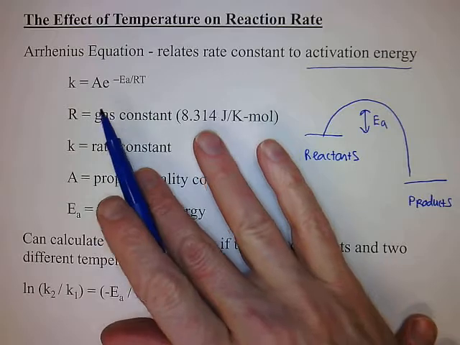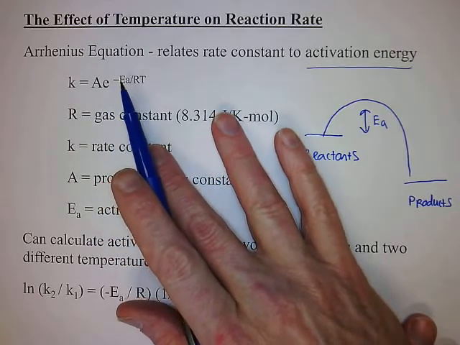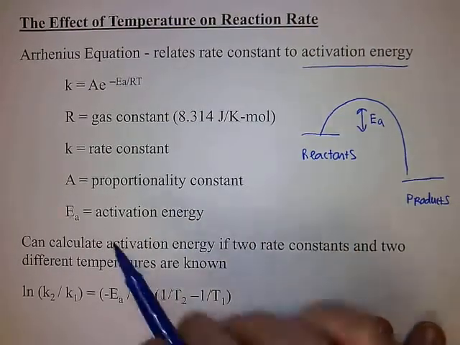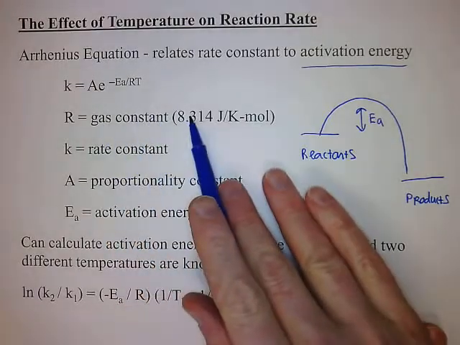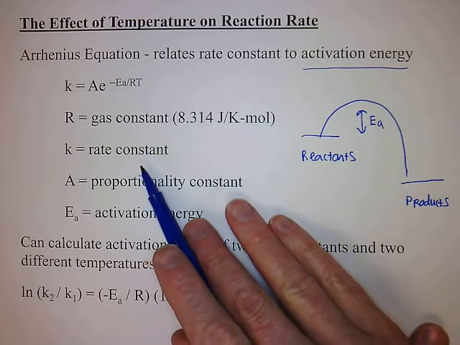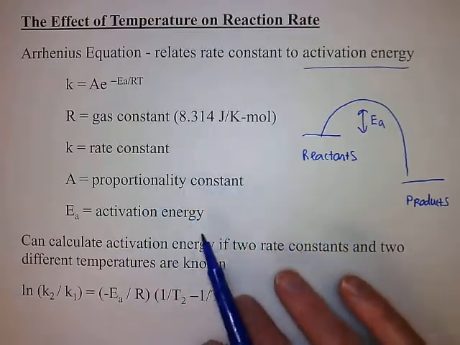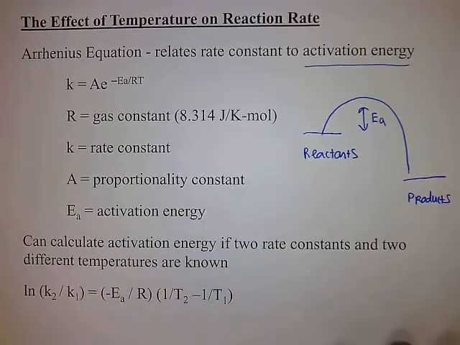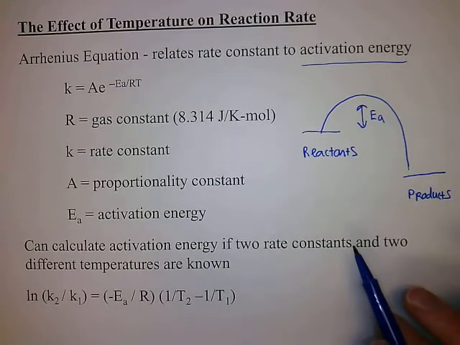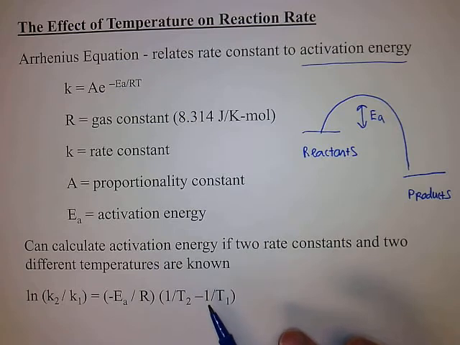So we have this equation, k equals A times e raised to the negative E sub A over RT power. E sub A is the activation energy. R is the gas constant in units of joules per Kelvin mole. k is the rate constant. A is a proportionality constant, and like I said, E sub A is the activation energy. Now, more than likely, you're going to see this equation in this form.